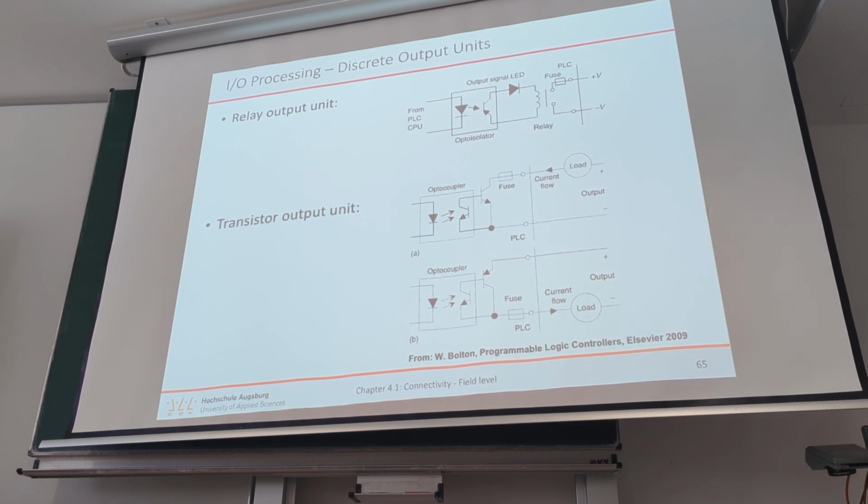And then you have relays. The relays don't have any direction, and usually they can handle more current, but they don't have as fast switching times as a transistor. So these are the two types of output, but basically in most of the I/O we have transistor outputs.